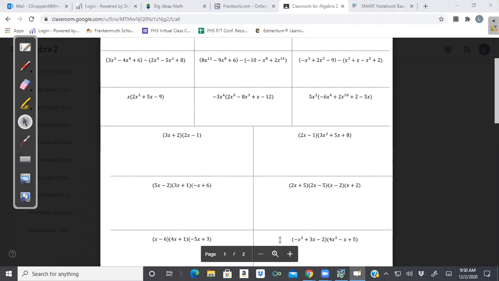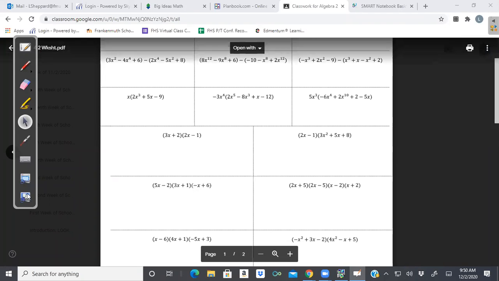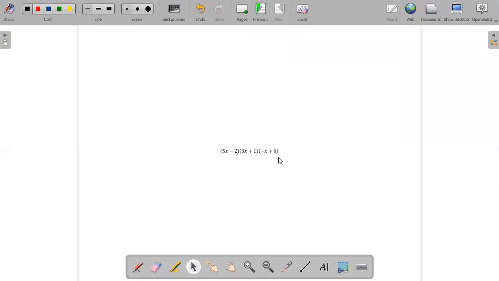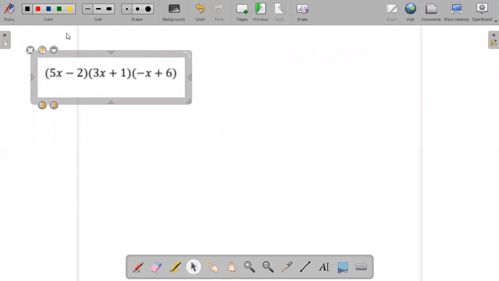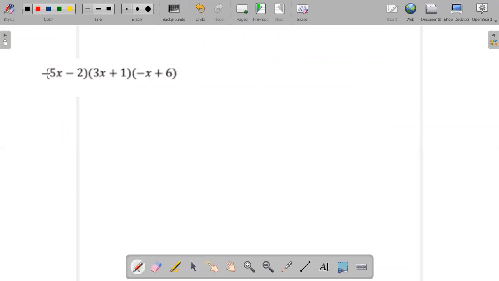So if we look at something like this one, all this is foiling, but it's foiling on steroids. So all we're going to do is pretend that this problem is only this big at first. Then you're going to do your normal double distribution where you do first times first, outside times outside, inside times inside, and last times last. So you're foiling this thing.